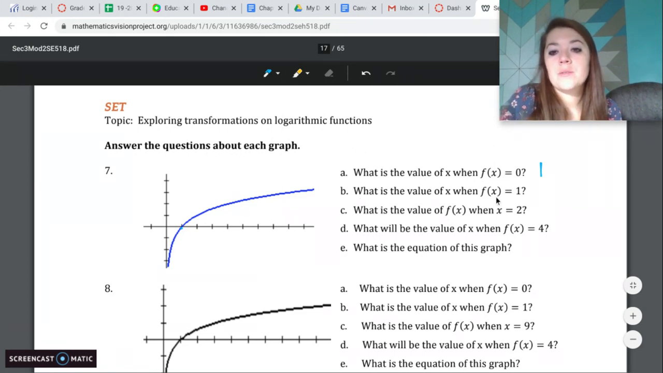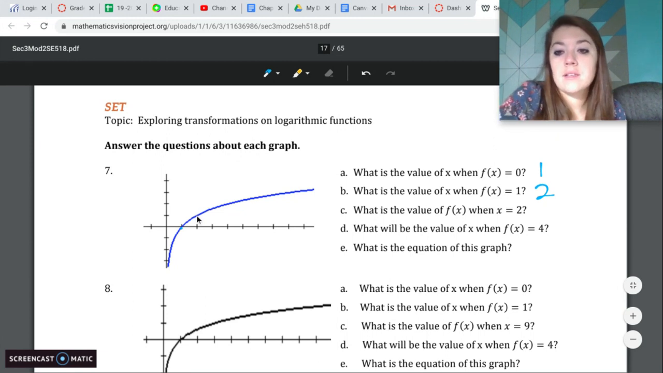What's the value of x when f of x equals 1? So here's f of x equals 1. We go over. We're at 2. What's the value of f of x when x equals 2? X equals 2, the value of f of x is 1.